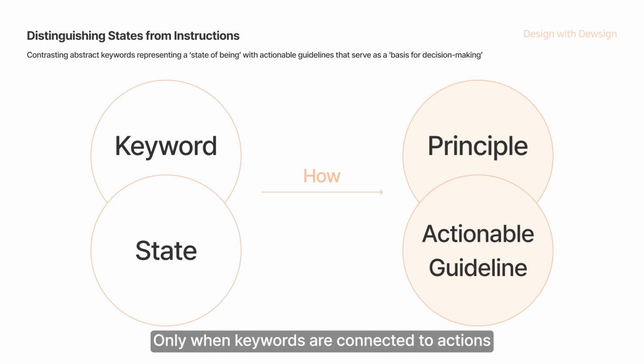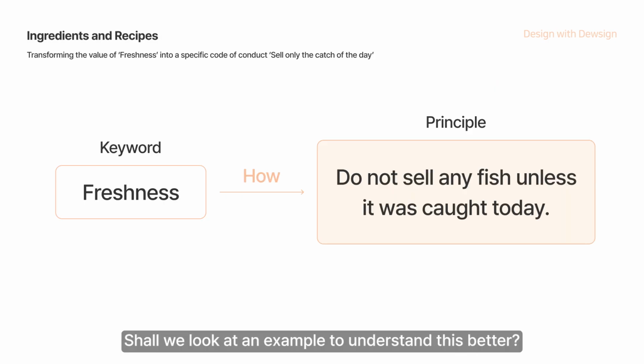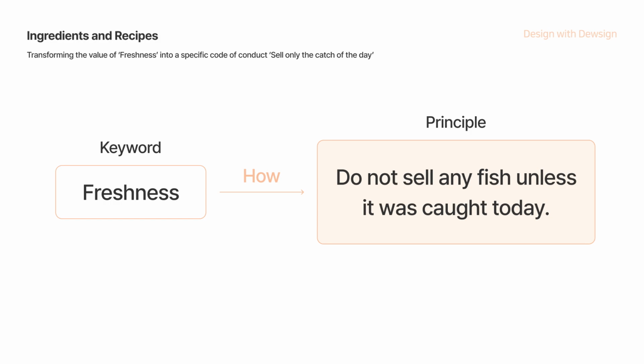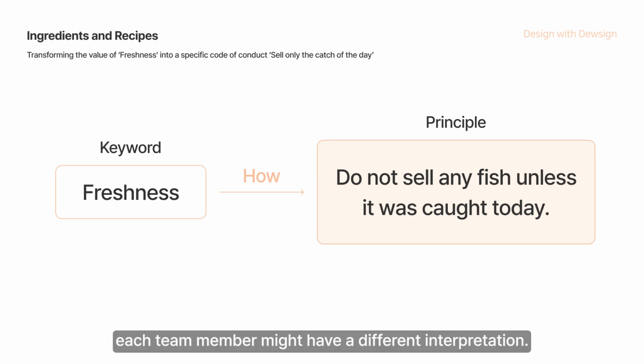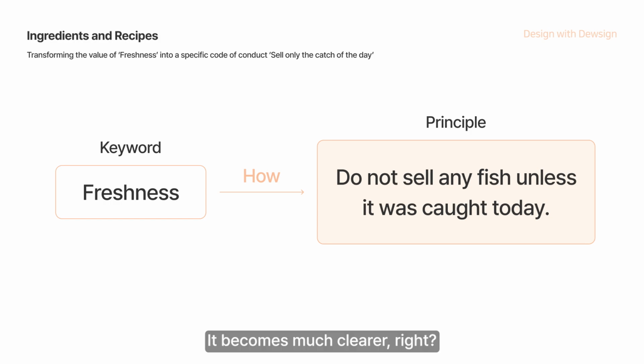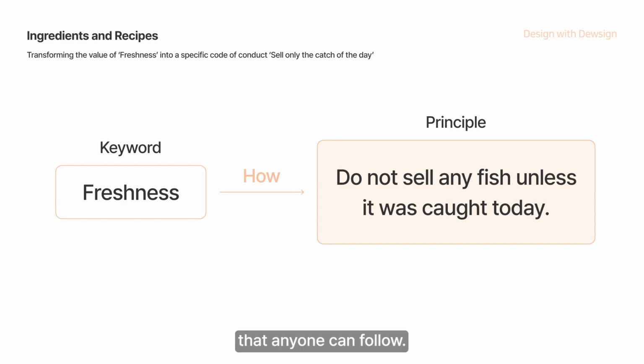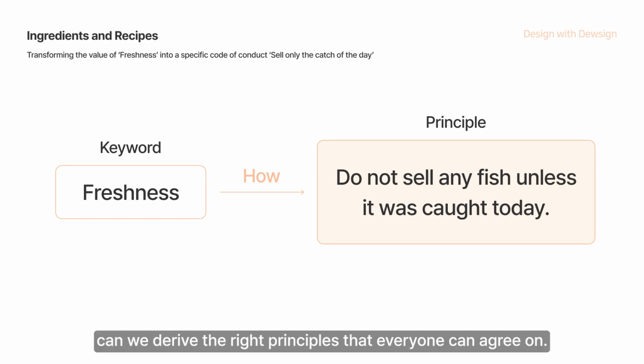Only when keywords are connected to actions does it truly gain power as a principle. Shall we look at an example to understand this better? Let's assume our service's keyword is freshness. If we simply say, we pursue freshness, each team member might have a different interpretation. But what if we convert this into the principle? Do not sell any fish unless it was caught today. It becomes much clearer, right? This means that a state, like a keyword, must lead to a specific action principle that anyone can follow. Only by finding the gaps in the system can we derive the right principles that everyone can agree on.